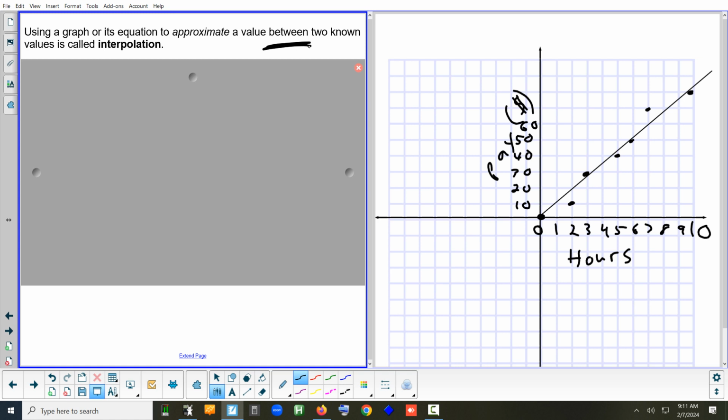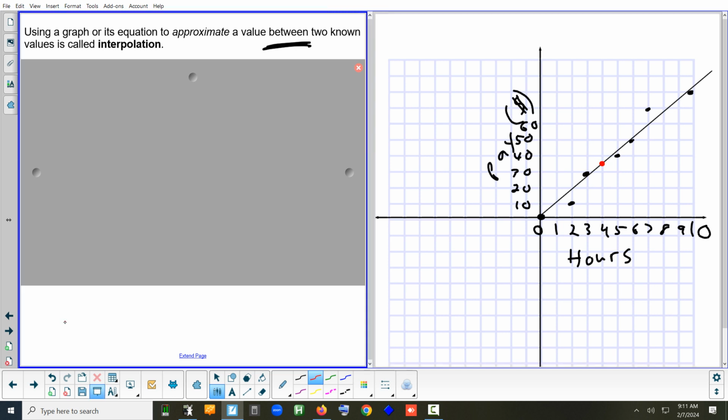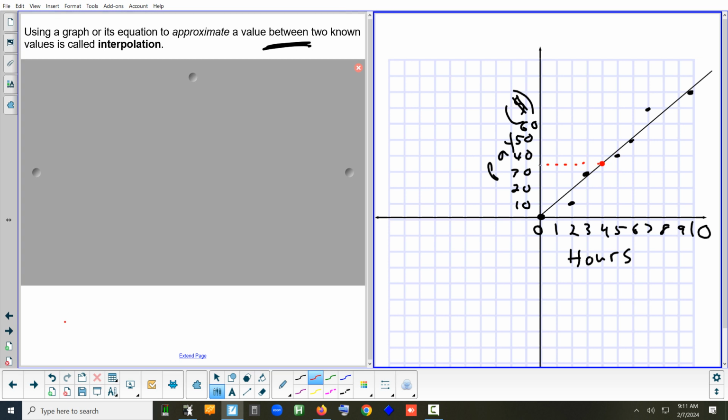So what we're going to do is make a prediction for 4 hours, between two that we know. We know 3 and we know 5, so let's try to predict 4. Four hours would be right about there. That's not a dot that was given to me, that's a prediction that I just made based on my line. So if the person works 4 hours, what does the prediction look like they would make? About $35. What we just did there is called interpolating. We made a prediction based on 2 values that we knew, and we predicted between.